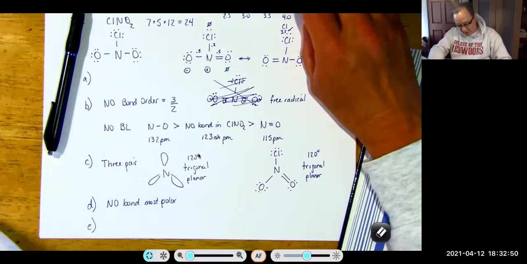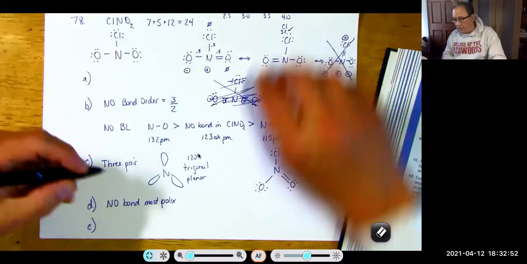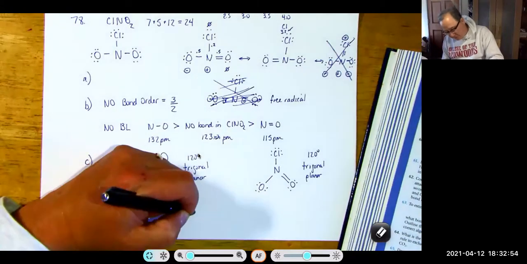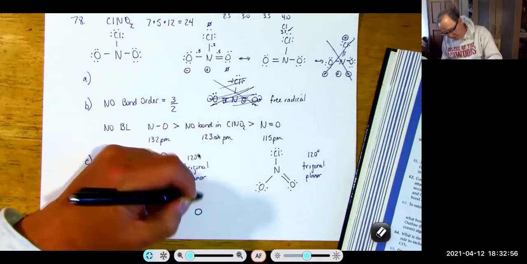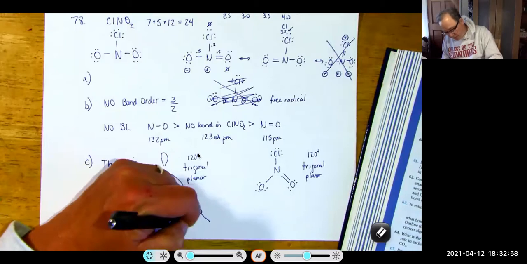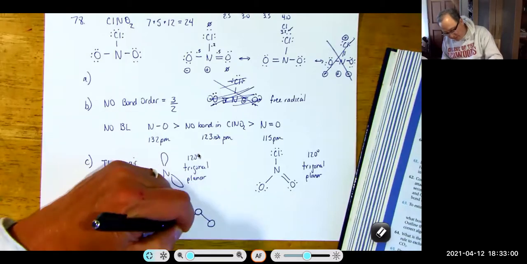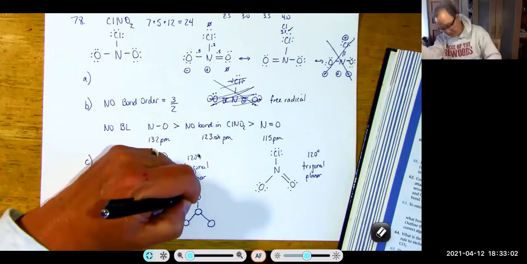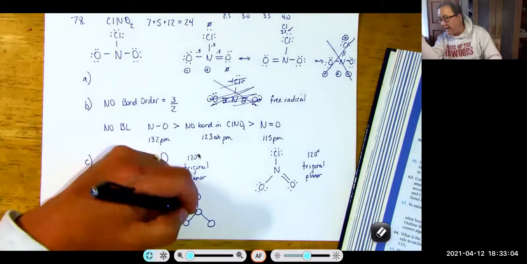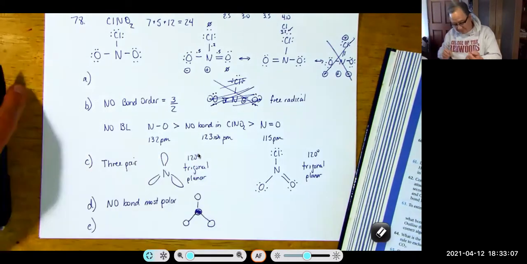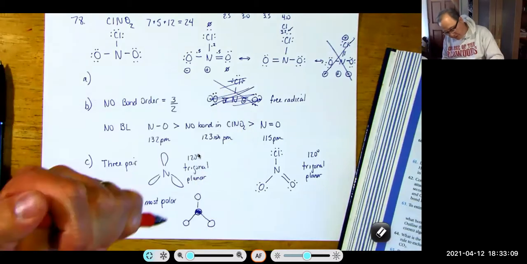Okay, so if we draw that molecule, we've got the blue dot in the middle. We've got the red dots here, and then we've got the yellow dot here, right? So here's our blue dot. Here's our red dots.